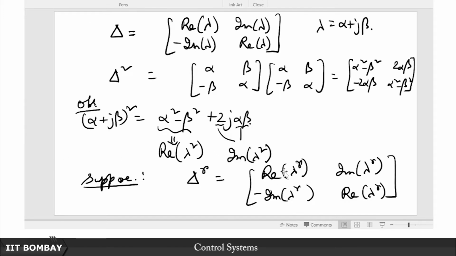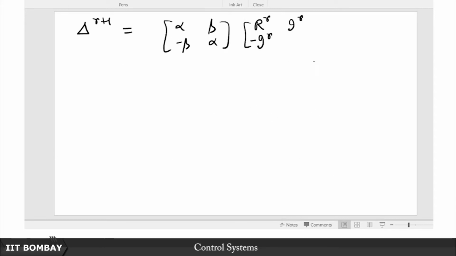Remember, this is not the real part of lambda raised to the power r. First you raise lambda to the power r and then you take its real part, like we did here. First we raised lambda to the power 2 and then we took its real part. We did not take the real part of lambda in isolation and square it, because then it would be just alpha squared. So there is that difference, and this is R to the power r.